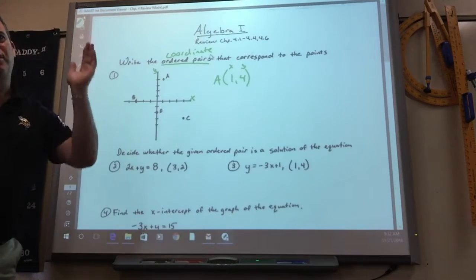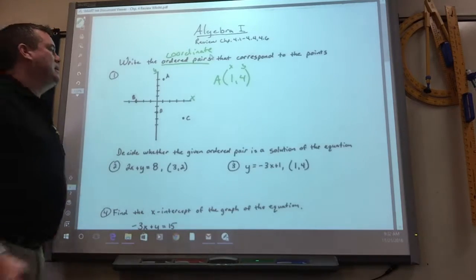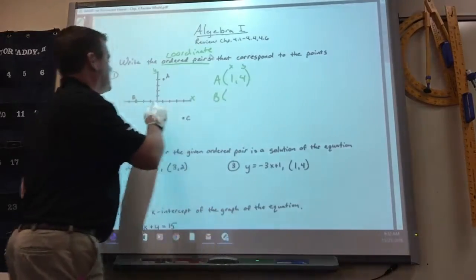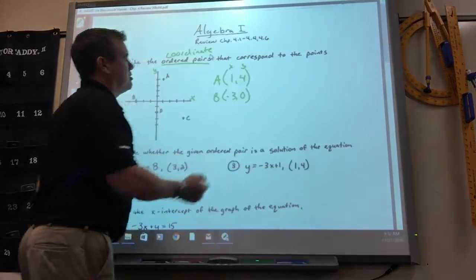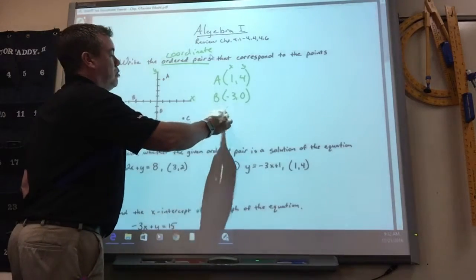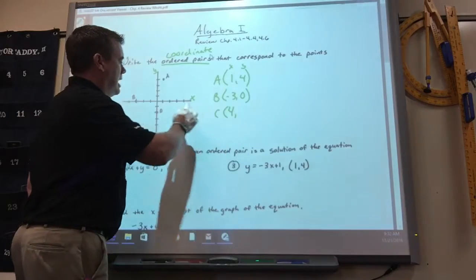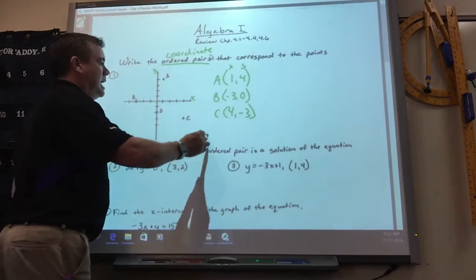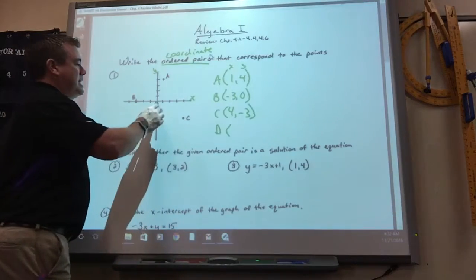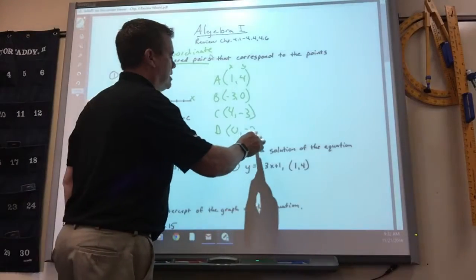Slope is rise over run. The points, you go side to side, then up and down. So point B is left 1, 2, 3, so that's -3 and up 0. Point C is over 1, 2, 3, 4 and down 1, 2, 3, so -3. And point D is over 0, down 2, so 0, -2.